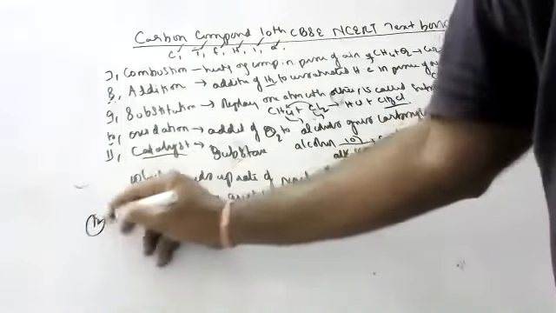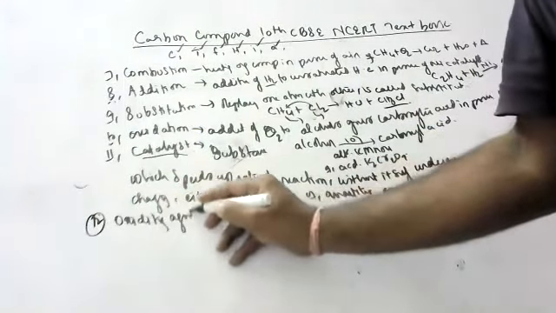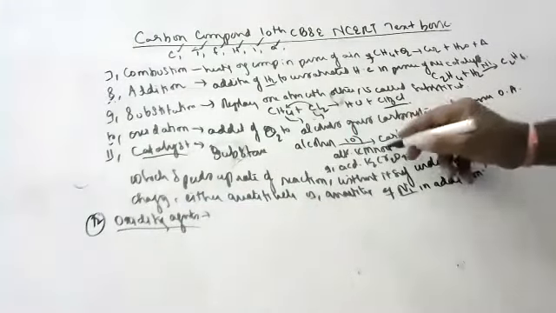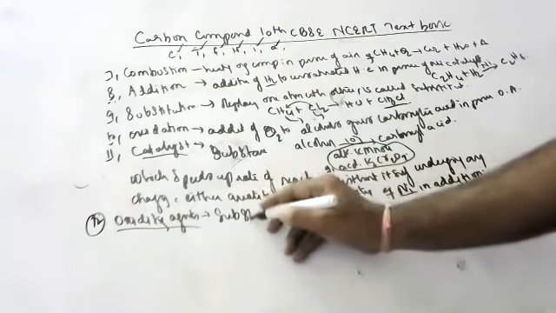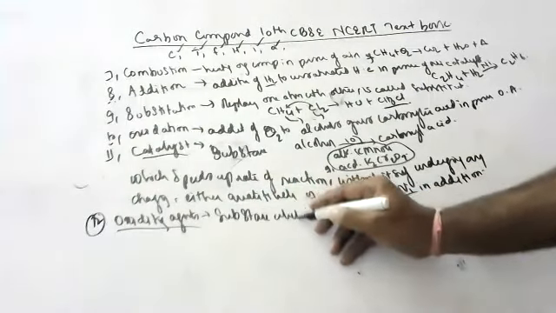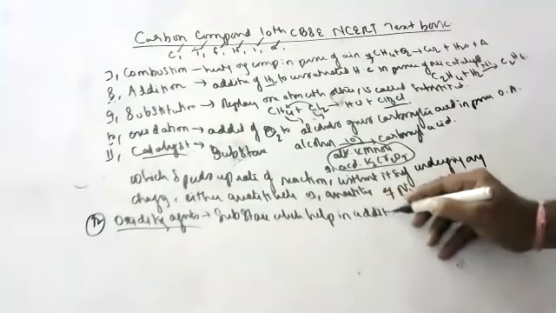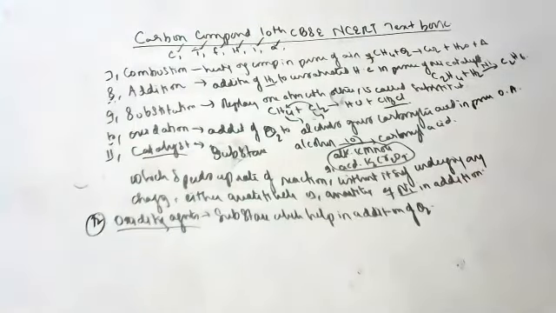Okay, and what are oxidizing agents? Substance which helps in addition of oxygen. We studied here, no? Substance which help in addition of oxygen are called oxidizing agents.